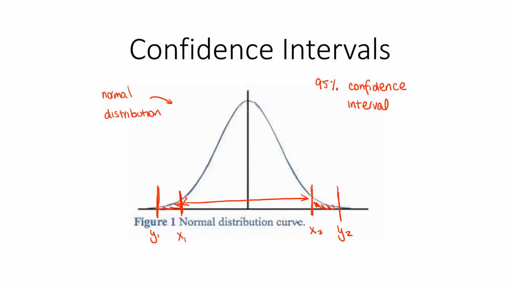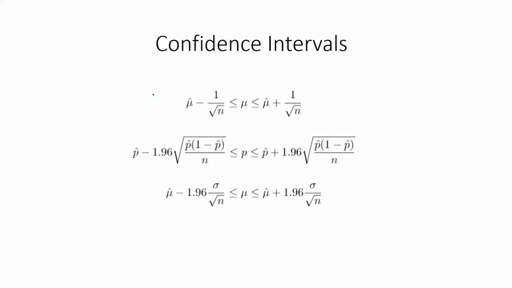In Leaving Cert though, they only ask usually for the 95% confidence interval, and there are three different types of confidence interval formulas that we can use to determine these two values here, x1 and x2. So the first one here is the least accurate, guys. You only use this one when they only give you the number n, so the number in the sample. So for example, if you tested 200 people, n would be 200.